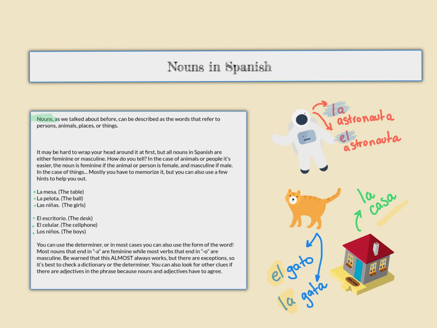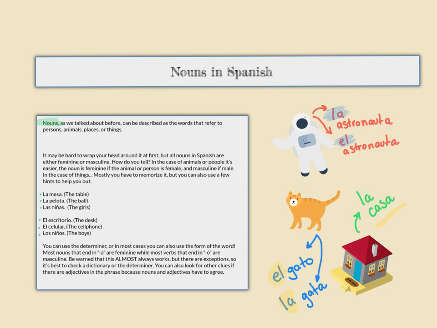One way to check, if you're not sure, is to check a dictionary, but there are some hints that you can use. So the first one is to look at the determiner. So what is a determiner? A determiner is this word right here: la, las, el, los. Okay? So the determiner is a word that's in front of the noun and usually introduces the noun. And in English, you may know it, for example, as the table, the ball, the girls. So this is the determiner.